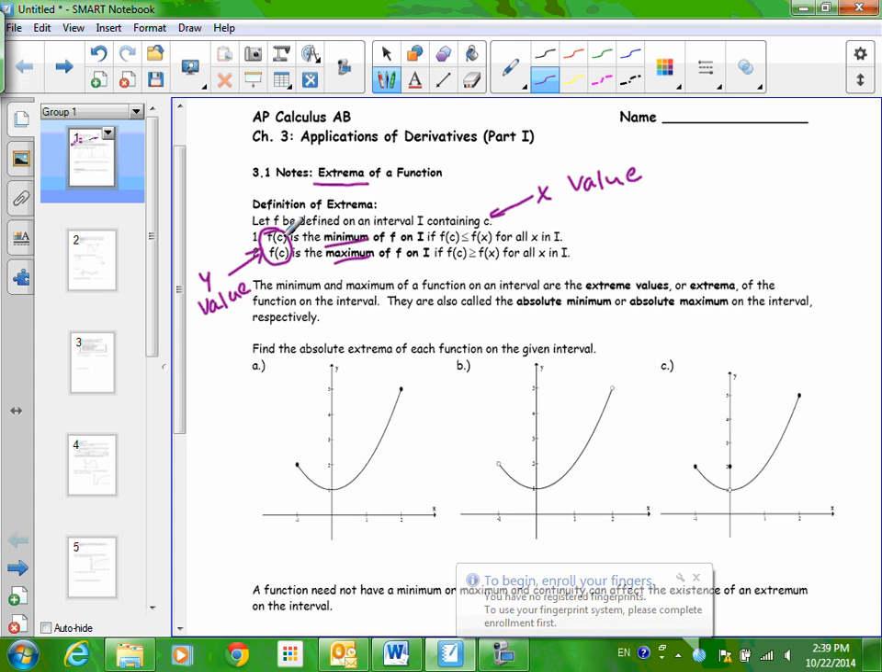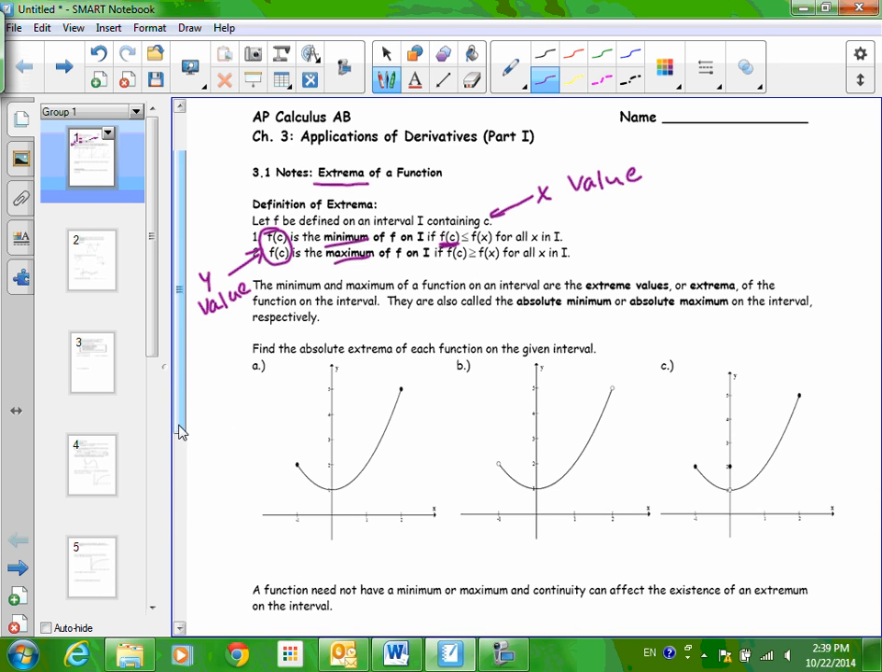Okay, so f of c is the minimum of f on this interval if that y value is less than or equal to f of x, meaning if that y value is the lowest of all the y values, it's the minimum. Does that make sense? If the y value is the smallest, minimum. If the y value is the largest, maximum. You can have a tie.